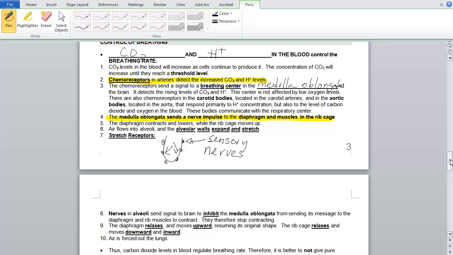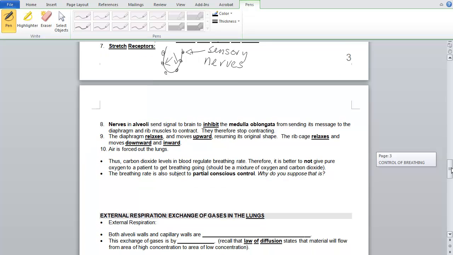So that will now cause the brain to stop sending a message, and then the diaphragm relaxes, the intercostals relax, and we create, therefore, positive pressure. So the breathing rate is also subject to partial conscious control. So why can I hold my breath? I might go unconscious and I would resume breathing, but I can consciously halt my breath.